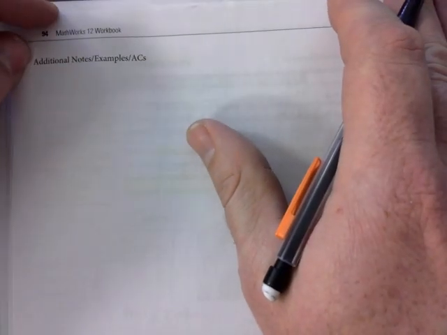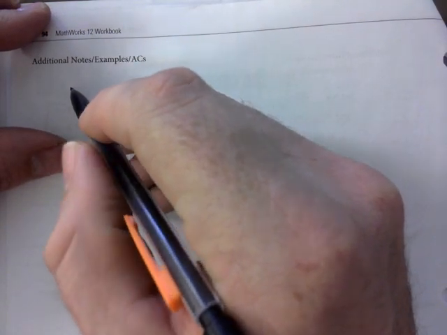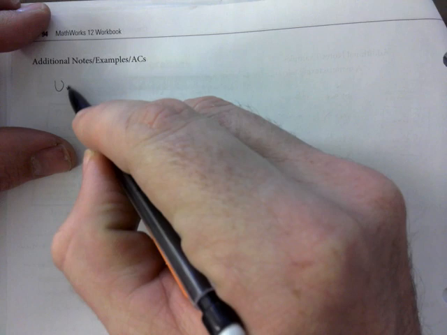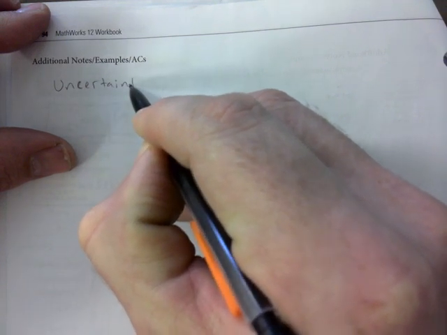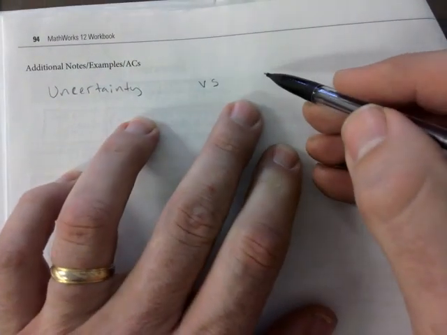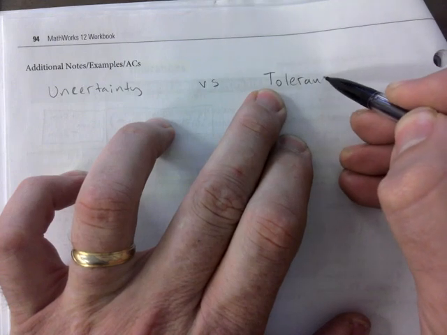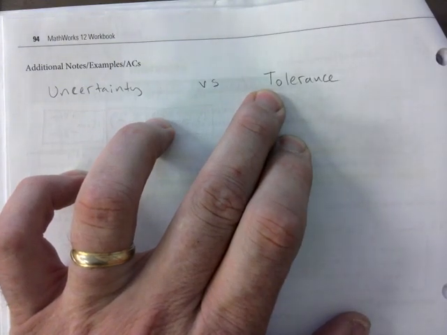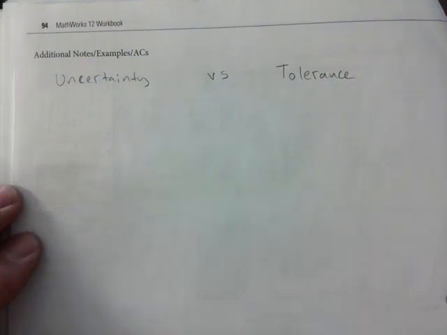On page 94, right, everybody? Okay. So I want you to write down uncertainty versus tolerance. Some students, after a while, think they're the same because you have some plus and minus in front of both of them, but they're not the same, right?